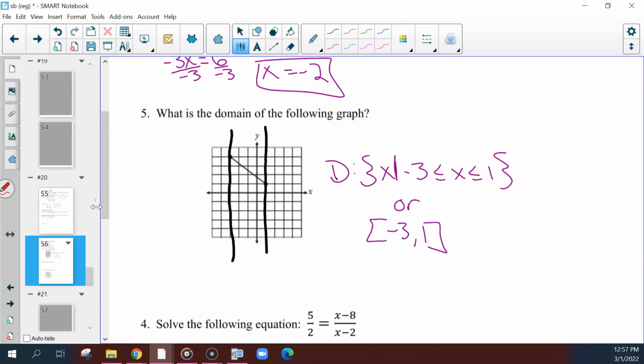Okay. Because there are points here. If there were open circles at these endpoints, then there would be parentheses. Other questions on these?